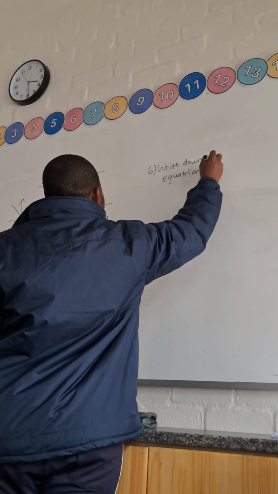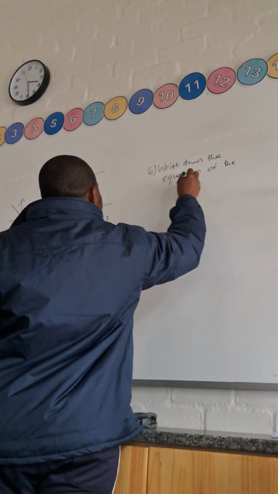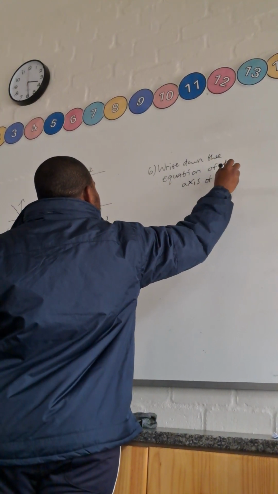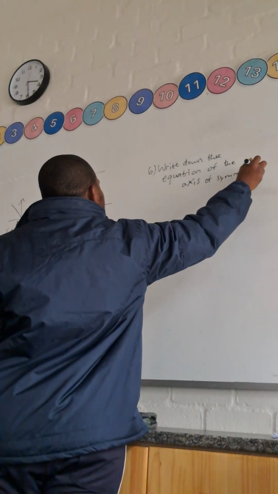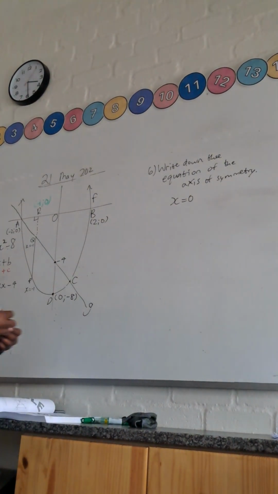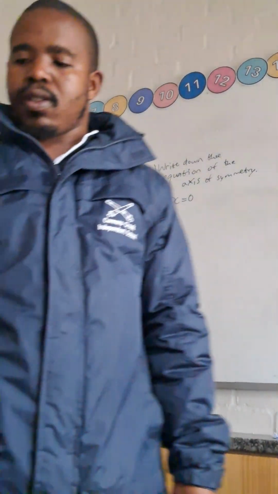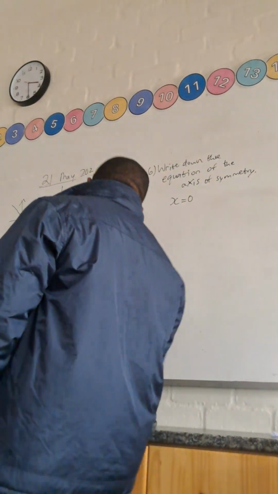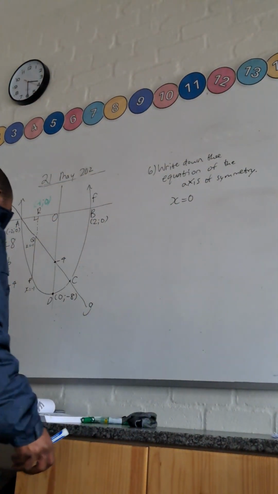Write down the equation of the axis of symmetry. It's just going to be x equals 0, which is the y-axis. That's the line that cuts a parabola. Would you ask it to us as what is the axis of symmetry? Yeah, they would ask you something like write down the equation of the axis of symmetry.